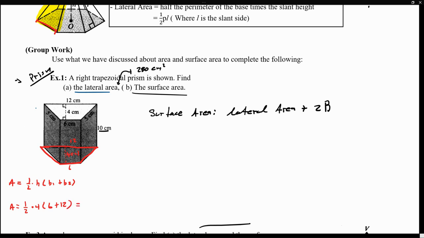And now let's just simplify this. So 1/2 times 4, that's 2. 6 and 12, that's 18. And 18 times 2 would be equivalent to just 36 centimeters squared.